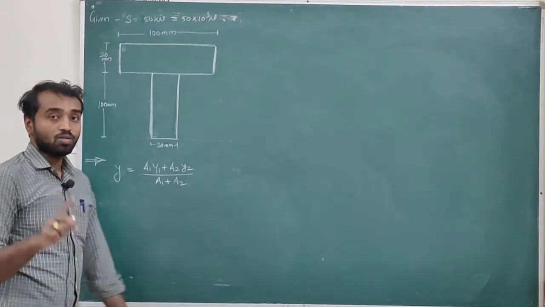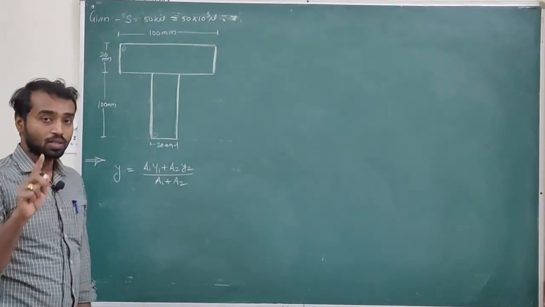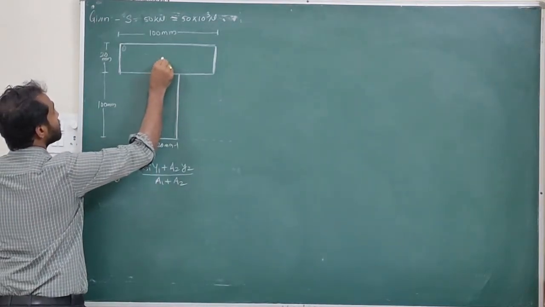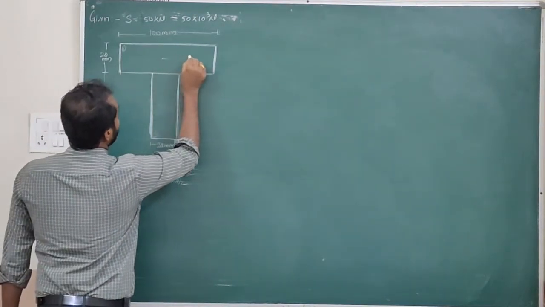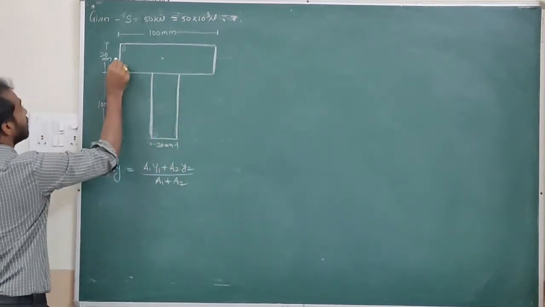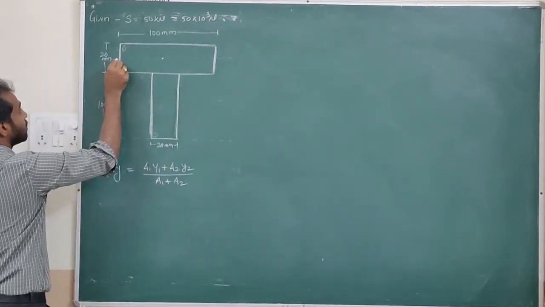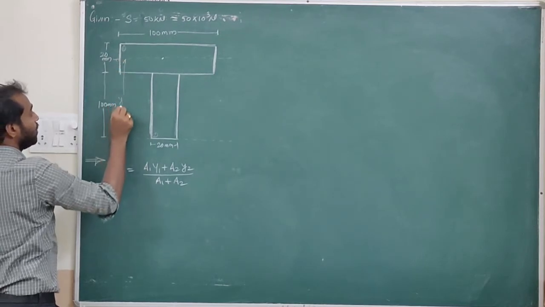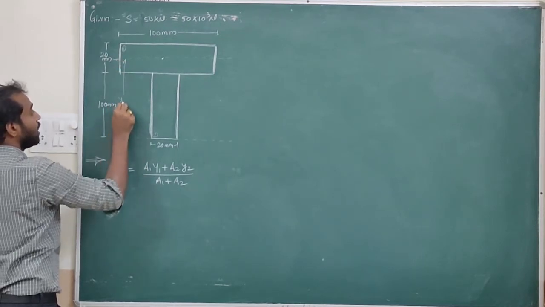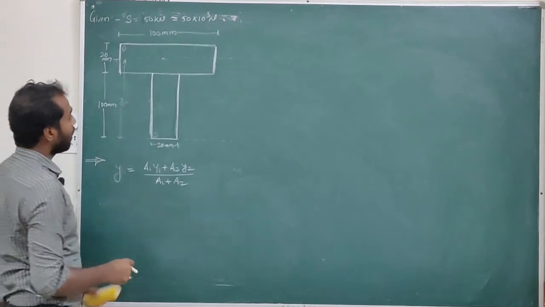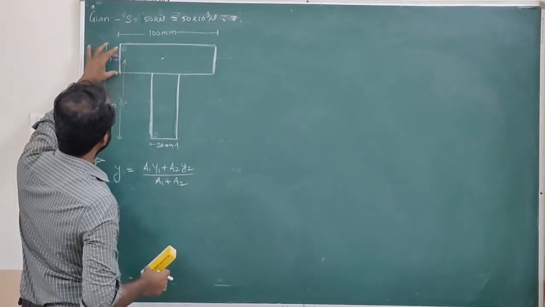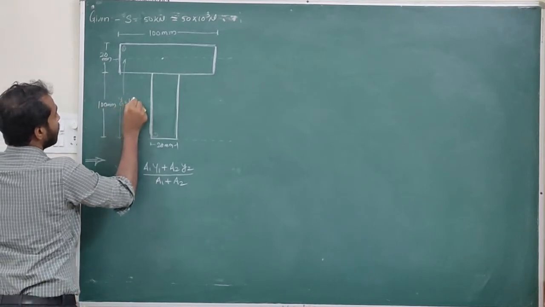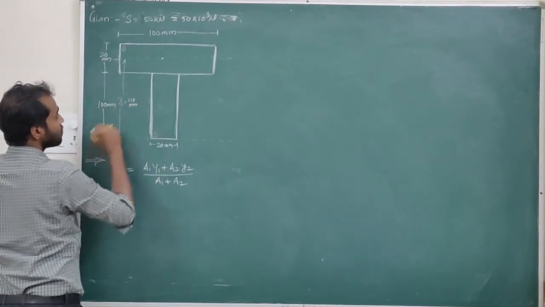y1 is the distance of center of gravity of our first element from the reference. So if this is the center of gravity for our beam, then this distance will be y1. What is the value of y1 now? This is 100, and this will be d by 2, so 20 by 2 will be 10, so it will be 110 mm. This is y1.